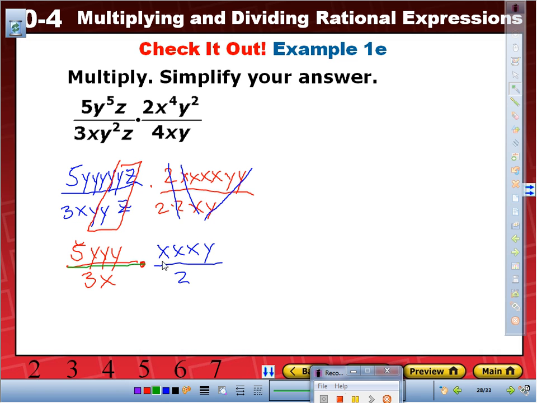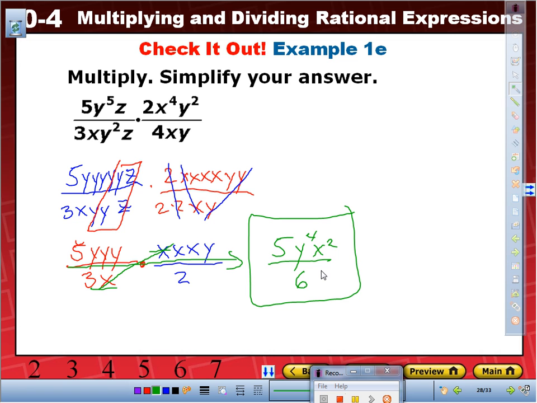Yes. So I go that way. Do I have any other GCFs? What is it? 1x. This one and this one. And what do we have left on the numerator? 5y to the what? To the 4th and x squared over 3 times 2 is 6. Multiply at the end. Okay.